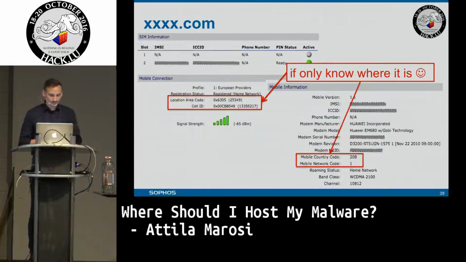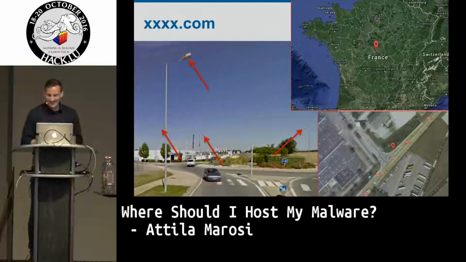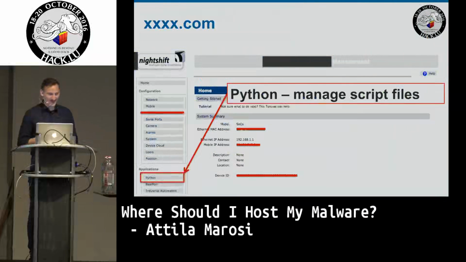This uses a 3G network, and as you can see, we have the information about the 3G network. So the GSM stuff. So if we use the codes, we can easily find the device on a map, which is quite scary. And if you don't like the lighting stuff or something, you can check the Python part, and you can manage the script.